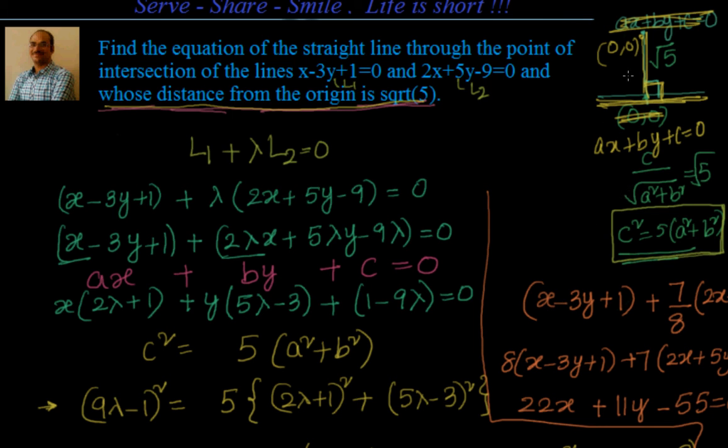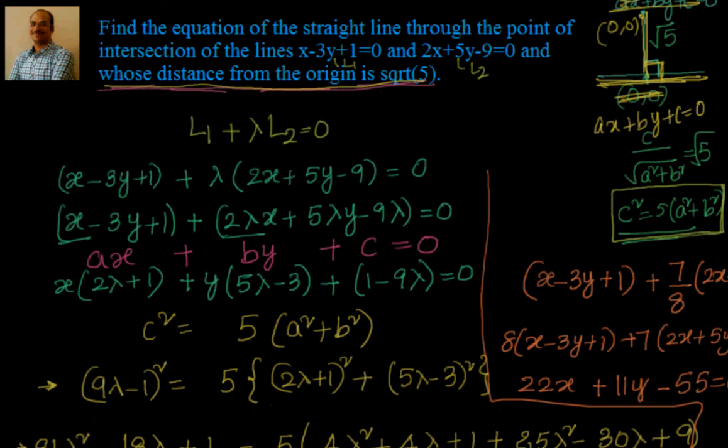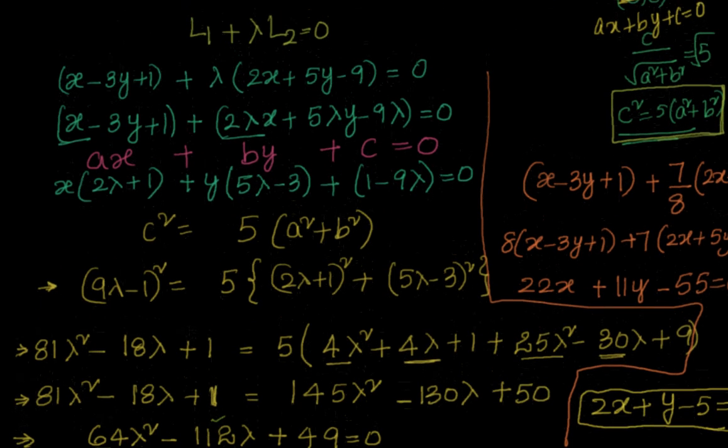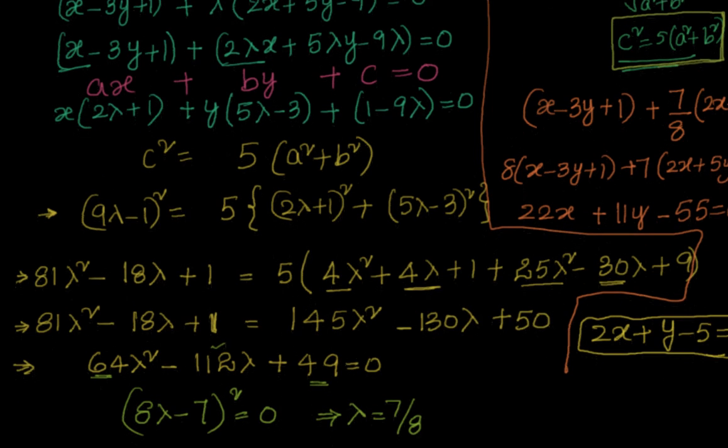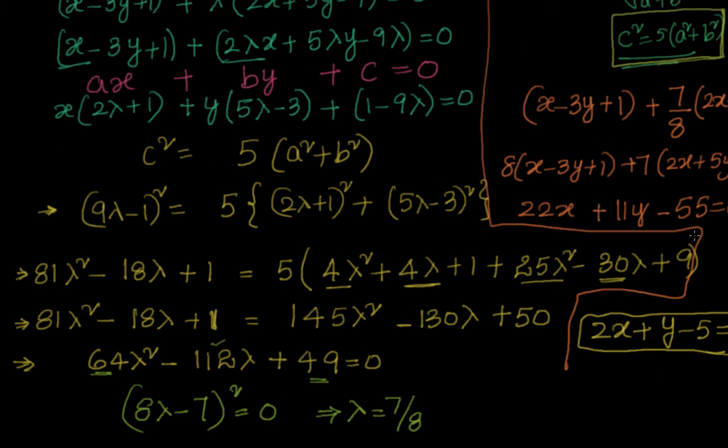Okay, right. Now this tells me that the perpendicular distance from origin, where x and y are 0, you will have c by root of a square plus b square is root 5. C square equal to 5 into a square plus b square. Now what we will do? We will take L1 plus lambda L2 as the equation of the line which is passing through the point of intersection. The additional condition is c square equal to 5 into a square plus b square. Apply that and find out the value of lambda. Lambda equal to 7 by 8.